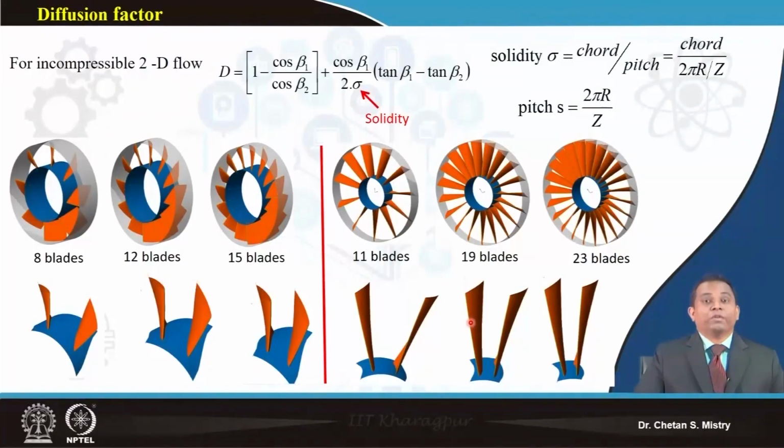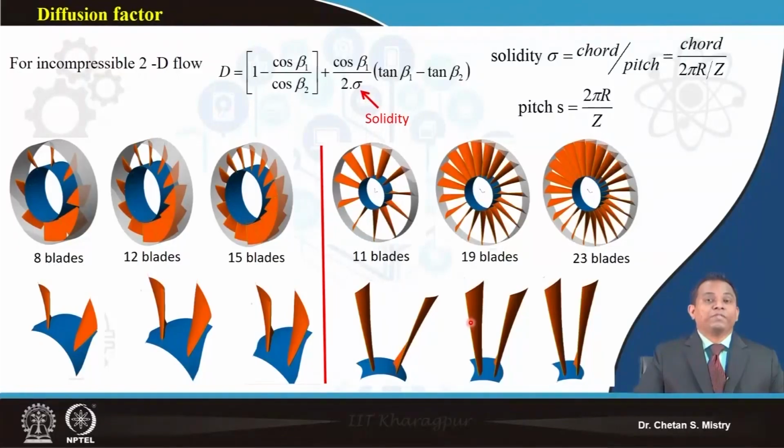Okay. So, just realize that this diffusion factor which we have introduced is a very important parameter for our design. This diffusion factor is an estimation. Throughout the world, people use this diffusion factor as one of the parameters for checking or assessing the performance of a particular design.